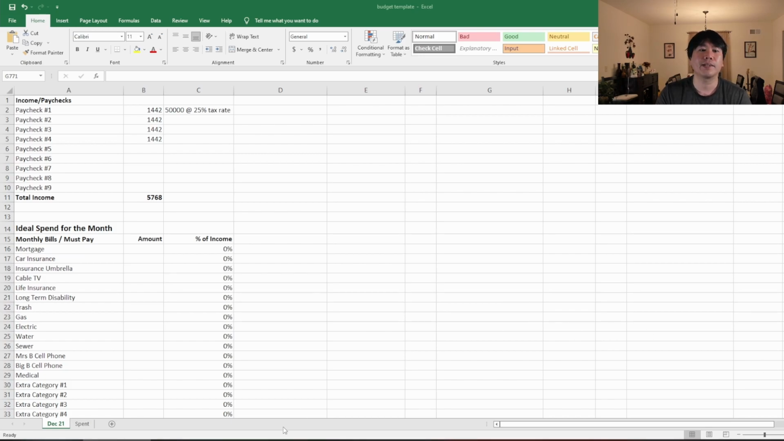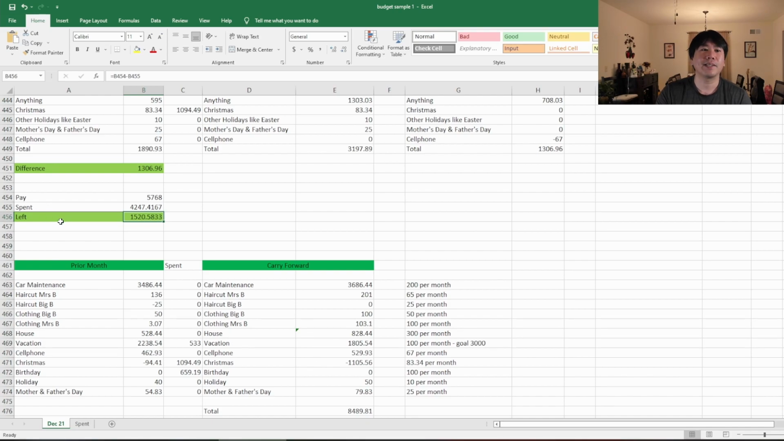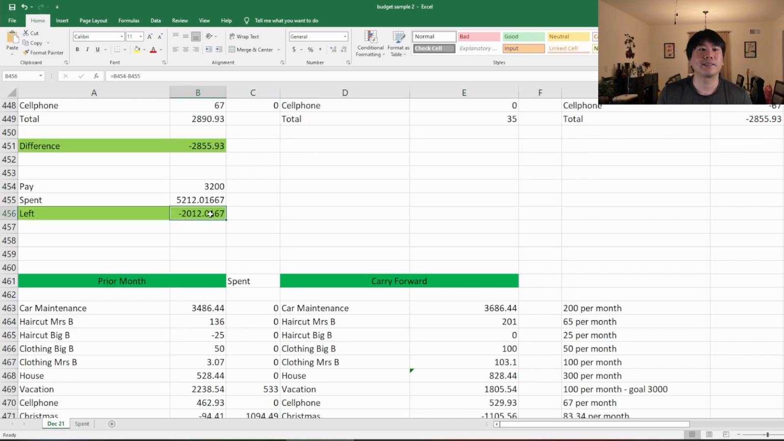So first thing you want to do is just take a look at the actual money you have left right here towards the bottom. And what we have here on this one is positive. Life is good. You didn't go over budget. If you were negative, then we have some work to do. And you can see that here on budget sample 2.